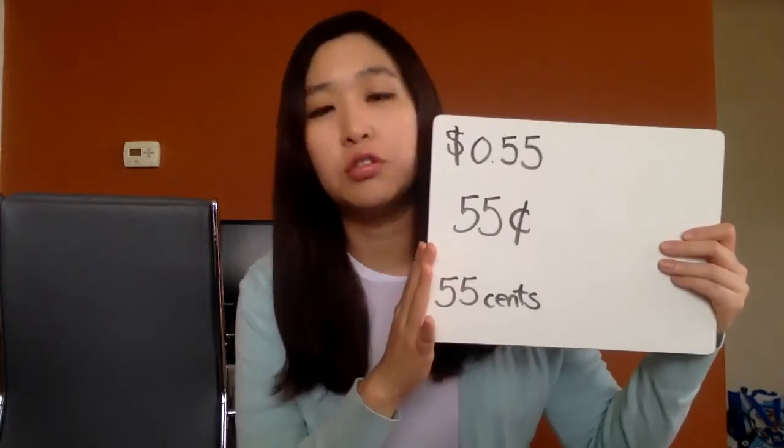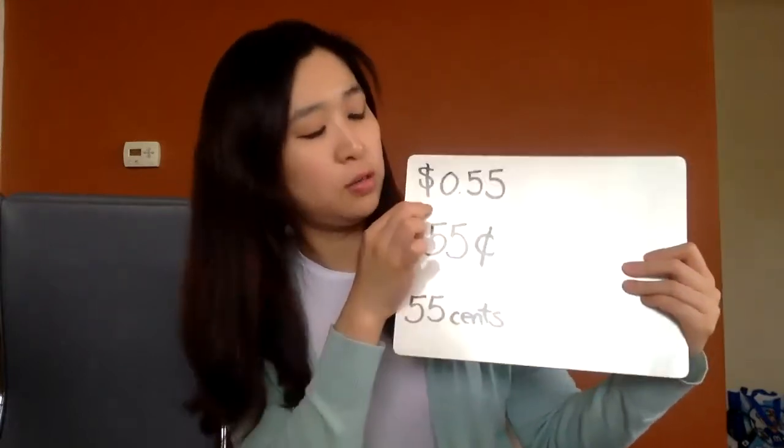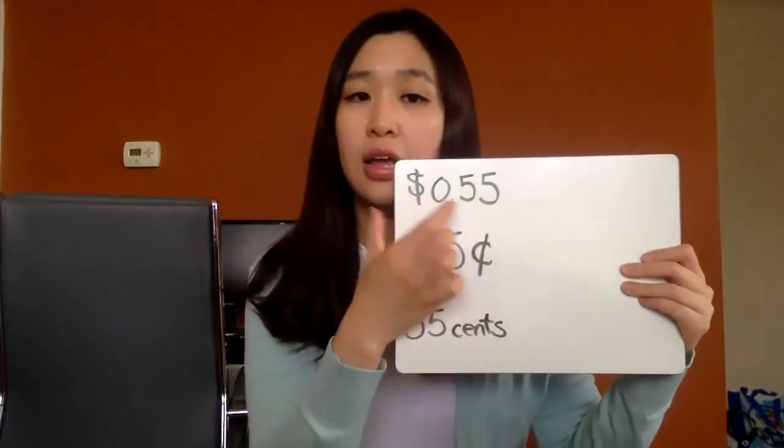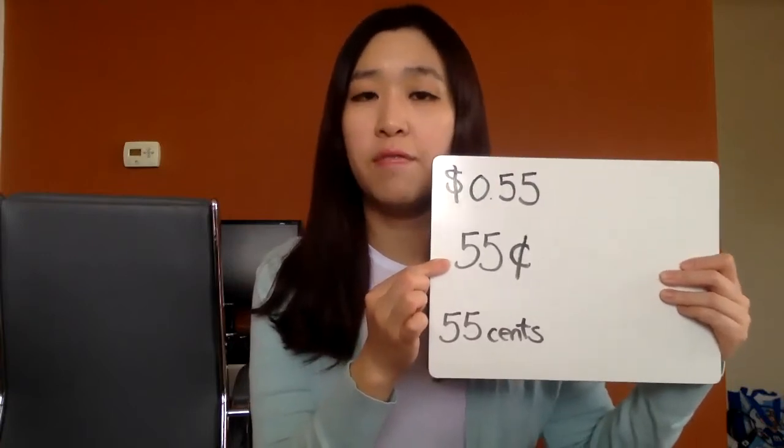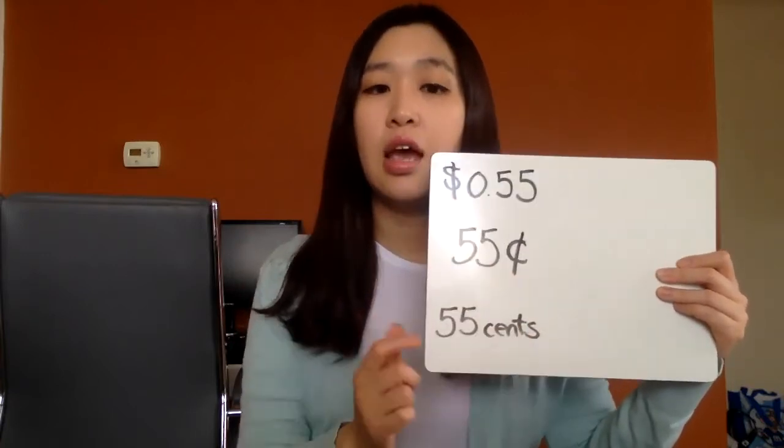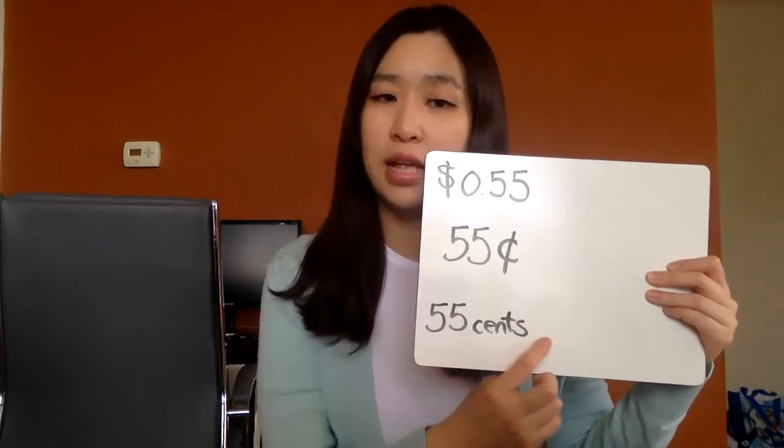If you have to pay your friend 55 cents, how many different ways can you make 55 cents using your coins? So let's look at this. These are the 3 different ways I have written out for 55 cents. The first way is 55 cents using the dollar sign and the decimal point. The second way is 55 cents using the cent sign. And the third way is 55 cents with the cents written out in the word.